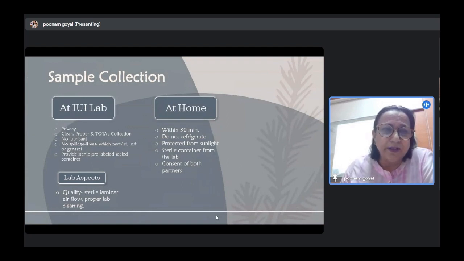Now, sample collection. The sample can be collected at the IUI lab. There should be privacy, cleanliness, proper technique, and total collection of the sample should be done.